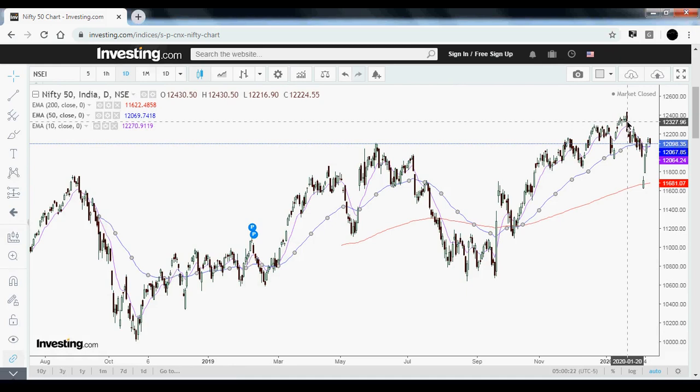Sorry, this is the bearish engulfing. So we had a bearish engulfing. Then the price closed below the 10 period moving average. Then the price closed below the 50 period moving average.